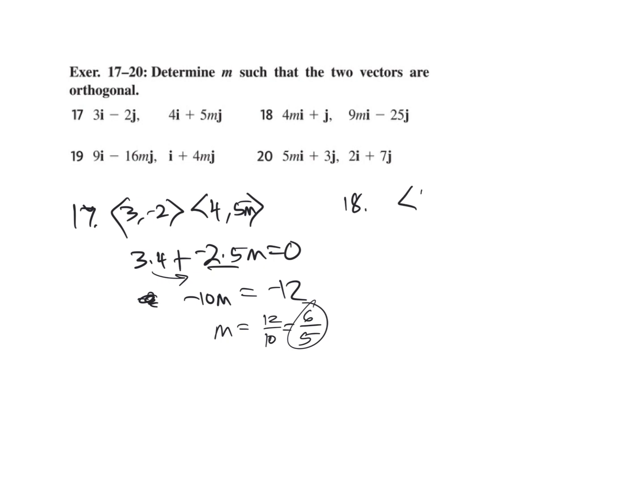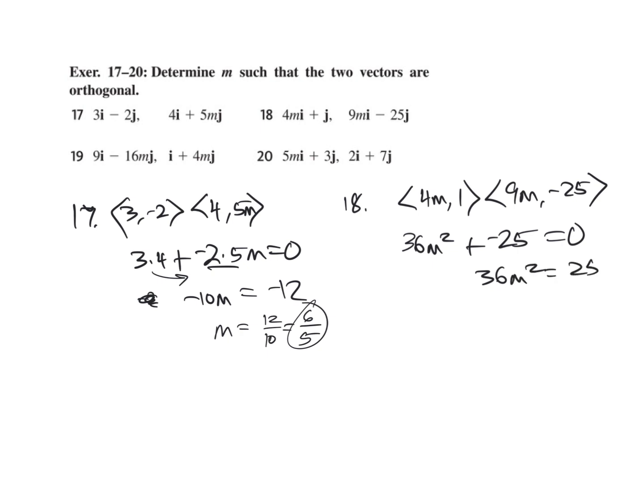Number 18, 4M and 1, and 9M and negative 25. Okay, so this would be 36M squared plus negative 25. That has to equal 0. So add 25, 36M squared equals 25. Divide off the 36, get 25 over 36. Take the square root to get M, and we get 5/6 again. So 18 is 5/6, and we should probably say plus or minus, just to cover our bases, since it's a square root.